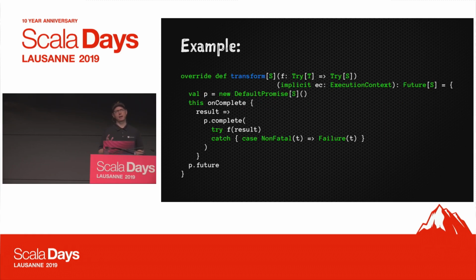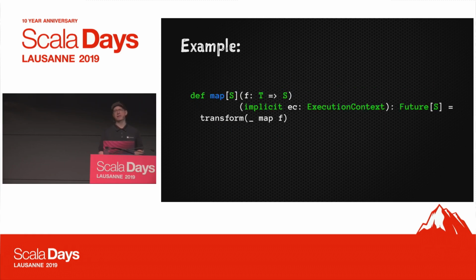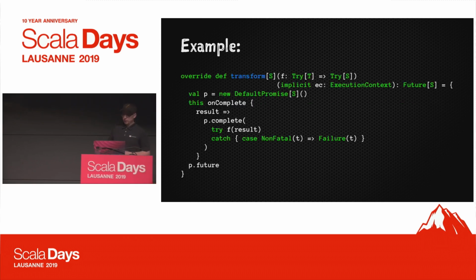And here it gets a bit more difficult than the previous example, right? So we need to create some new promise. The default promise is the default implementation in the code base. And of course, this is the current future. So when the current future gets completed, we will take the result and we will complete the promise that we created with the result having been applied to some function f. And of course, f can throw exceptions or even errors. So we need to wrap this around a try-catch. And we need to make sure that we only capture failures that are not fatal. Because if there are fatal errors, we don't want to hide them somewhere.